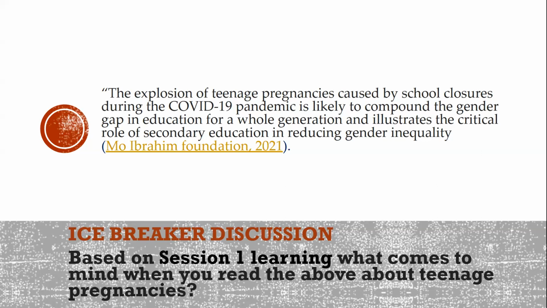Actually, what comes to mind is that education, let's say schooling, is a factor that reduces teenage pregnancy, because when they are in school, they do not have the time to go out and loiter around. So schooling is a factor to reduce teenage pregnancy. That's what comes to mind. Okay, all right. Thank you so much.